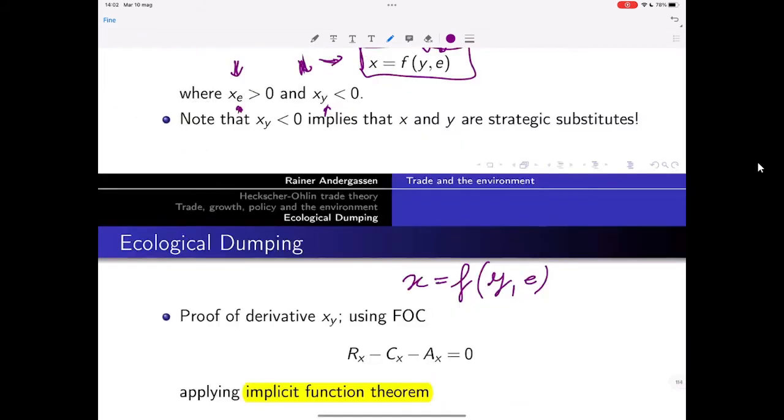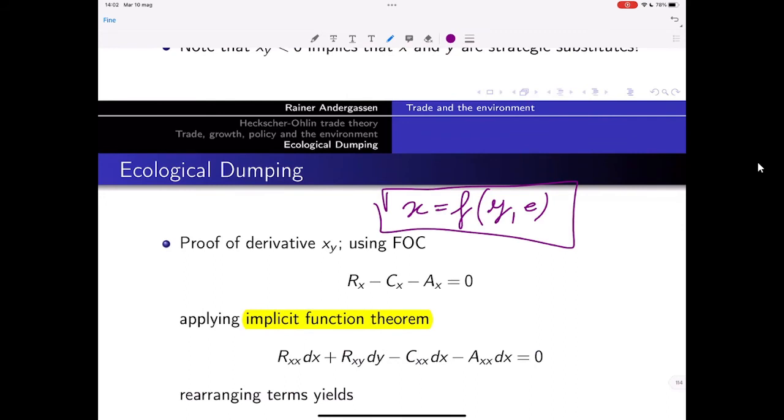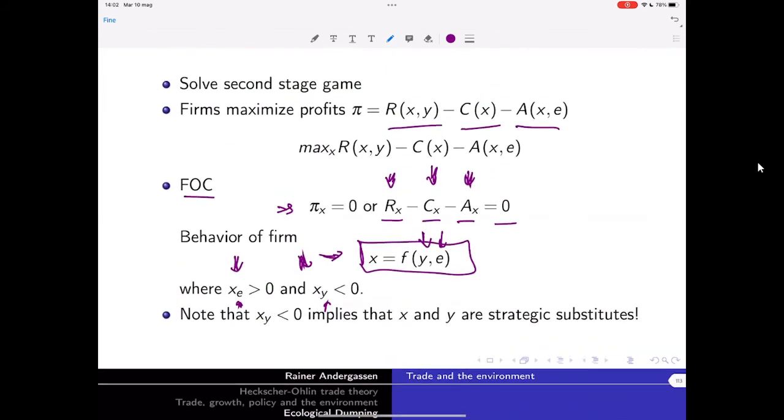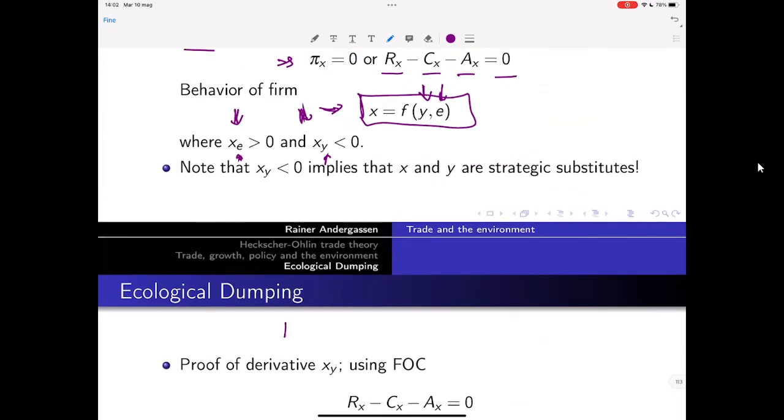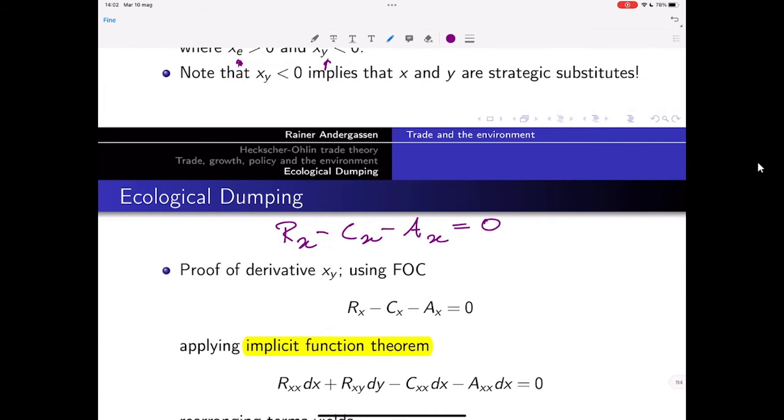Okay, if the function was like this, there was no need for using the implicit function theorem. But the function is not like this. It's indeed implicitly defined. So let me repeat what I have to do. Remember, I have Rx minus Cx minus Ax equals 0. So I have implicitly a relationship between x and y. That's why I have to use the implicit function theorem.